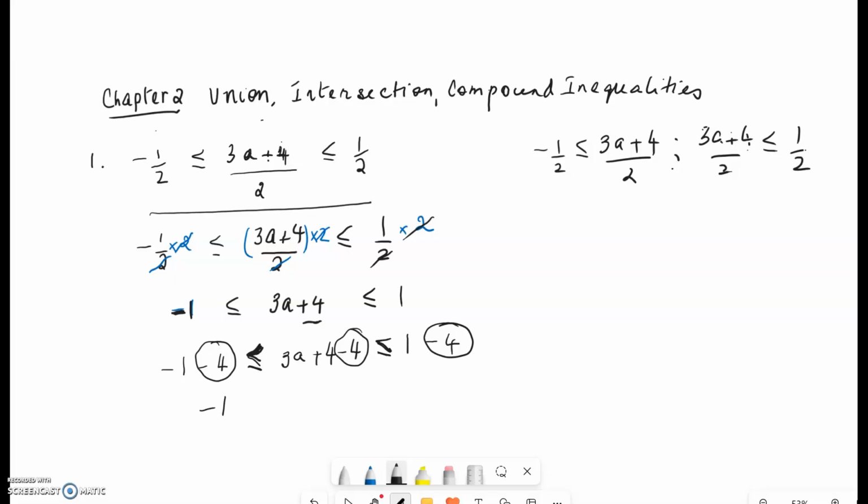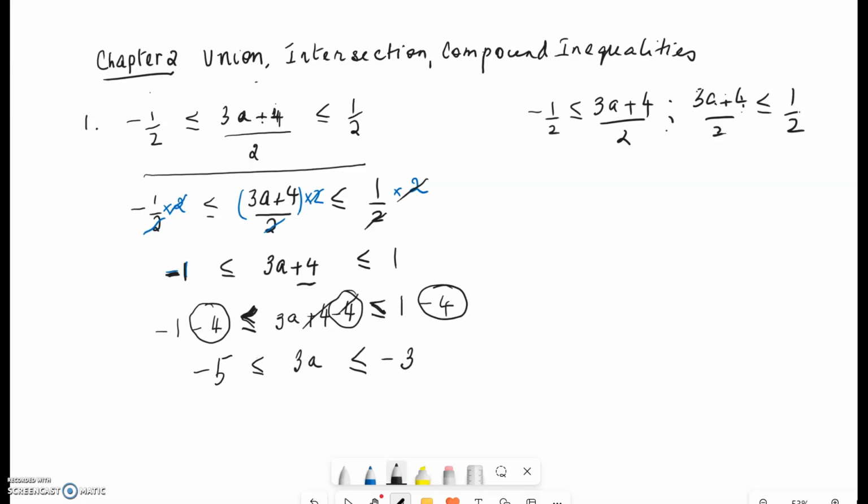So we have minus 1 minus 4 is minus 5 less than or equal to, the plus 4 and the minus 4 cancel, and we get 3a less than or equal to 1 minus 4, which is negative 3. Now finally we're going to divide by 3 to get rid of the 3, and we divide throughout by a positive number 3, which means the inequality does not change. If it is a negative number, all these inequalities would flip to the opposite direction, but in this case it does not change. It's negative 5 over 3 less than or equal to a. Remember, we're trying to get a by itself, and now we have it, is less than or equal to negative 1. So our solution of the inequality is this.